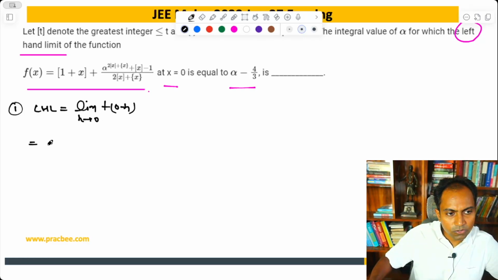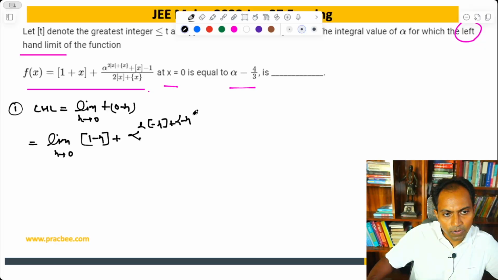And if I substitute this value inside the function that is given to me, it becomes 1 minus h, greatest integer function, alpha raised to the power 2 raised to the power greatest integer function of minus h, plus fractional part of minus h, plus greatest integer function of minus h minus 1, divided by 2 times greatest integer function of minus h, plus fractional part of minus h.